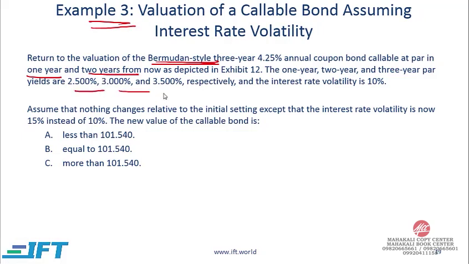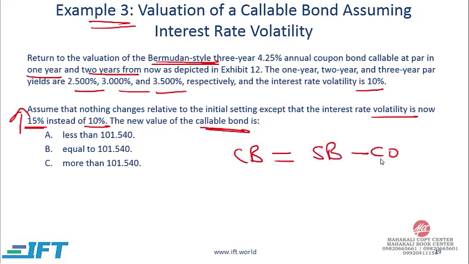So we are using the same interest rates as before. The volatility is 10%. Assume that nothing changes relative to the initial setting except that the volatility is now 15% instead of 10%. So we now have a higher volatility number. What will happen to the value of the callable bond? Remember, the value of a callable bond is equal to the value of a straight bond minus the value of a call option. At higher volatility, the value of the call option goes up, which means we are subtracting a bigger number, so the value of the callable bond will go down.